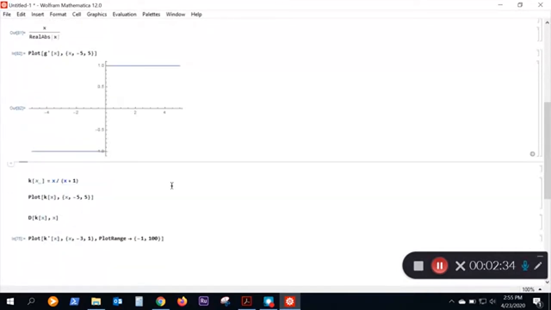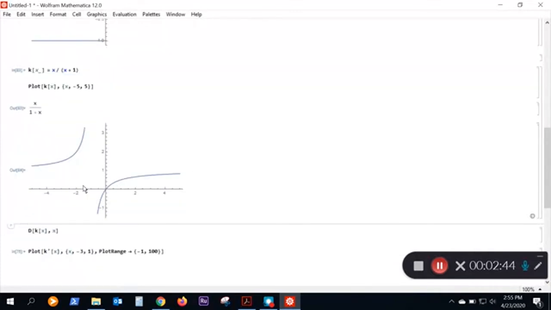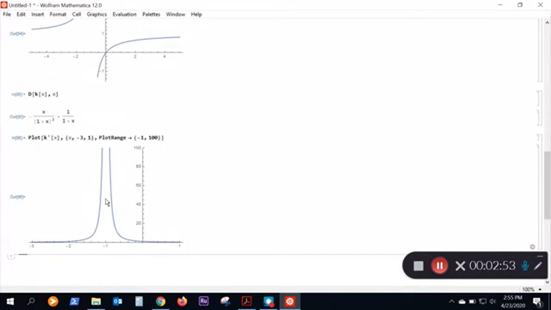Okay. A little bit more extreme example would be like this one. K of x is going to be x over x plus 1. And then I'm going to go ahead and plot the function. So notice we have this infinite discontinuity right here. If I take the derivative, I get this. And if I try to plot the derivative, I still have that problem right there.